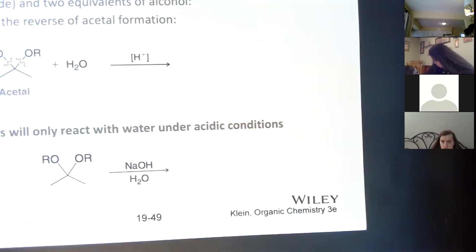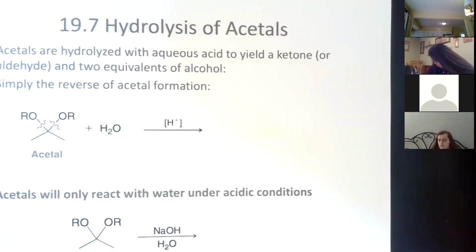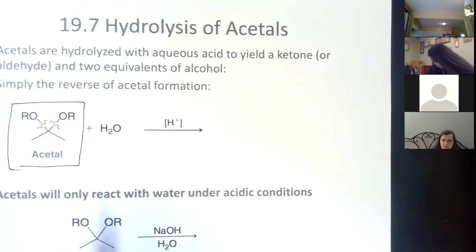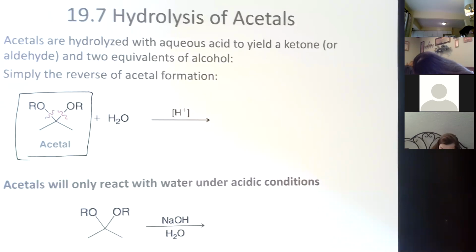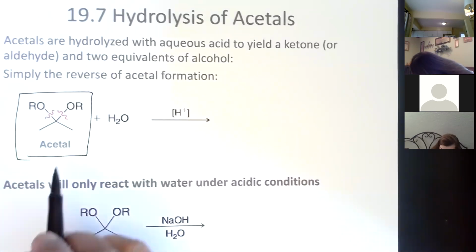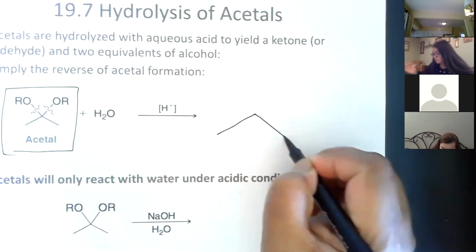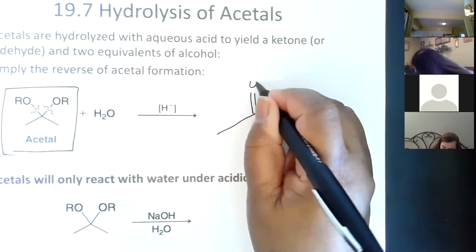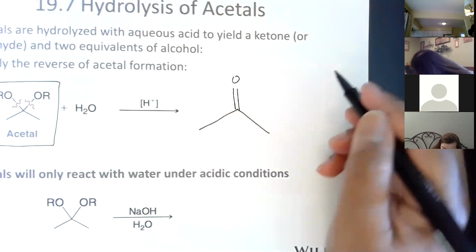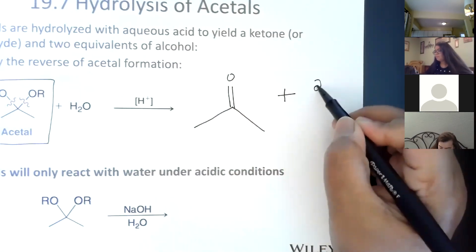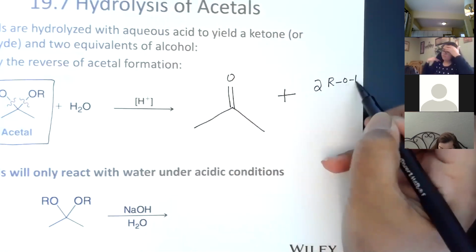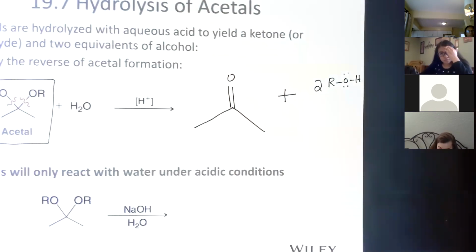Now we're going to look at the reverse of some of these mechanisms. Remember the acetal has two R groups, plus water, H plus. This is the reverse. What does that mean? How did we form these? What is the other product? What did we use to make the acetal? Aldehyde and ketones and what? Two molecules of ROH.